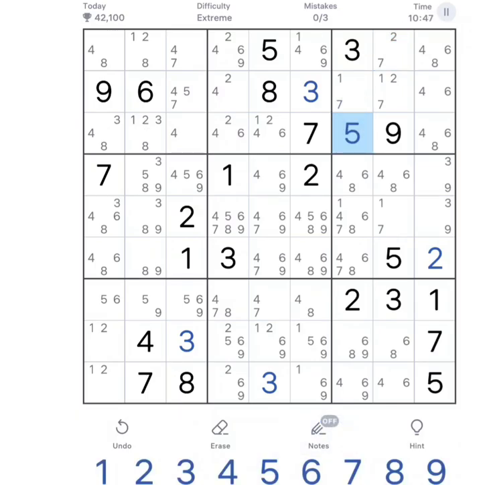Does that 5 help us? Yes, it does, because look, 5 cannot go here or here, so we have a 5 going there. This 5 doesn't help us here. Cannot go here. It cannot go here. So is this the only 5 that I see here? Yes, that's the only 5. So now I have 5 not going here. Here I have a 5 going here.